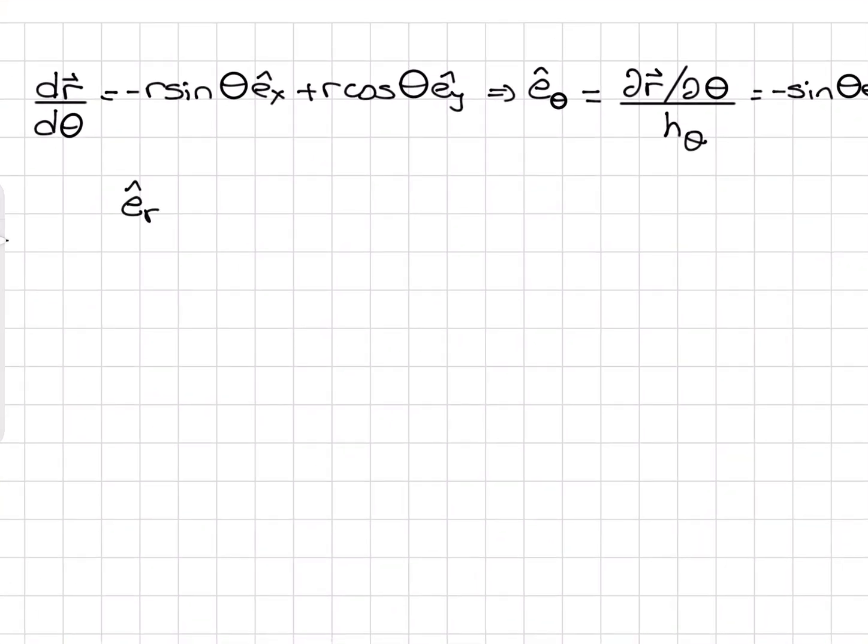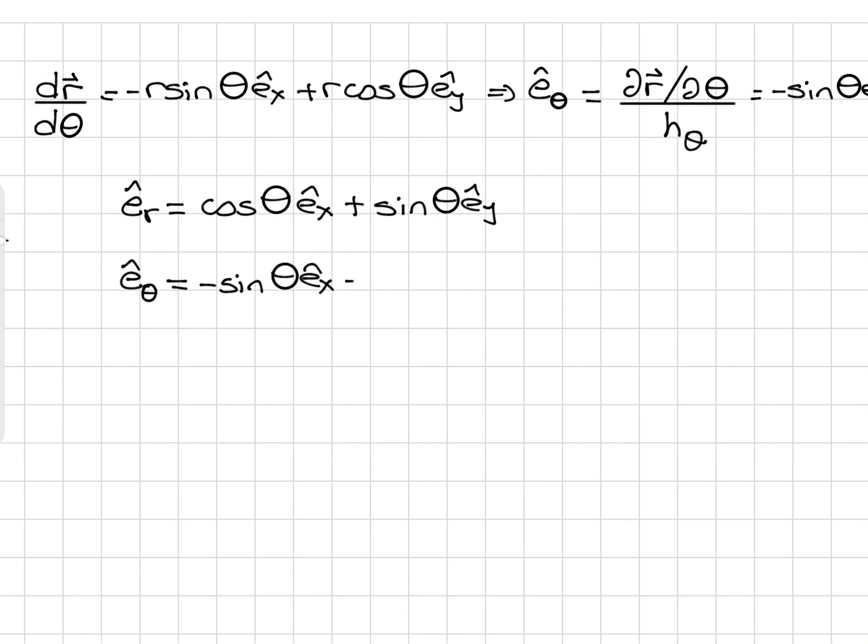Okay, so as a summary, we have the two unit vectors. e_r hat is equal to cosine theta e_x hat plus sine theta e_y hat, and the other unit vector, on the tangential axis, is minus sine theta e_x hat plus cosine theta e_y hat. All right.